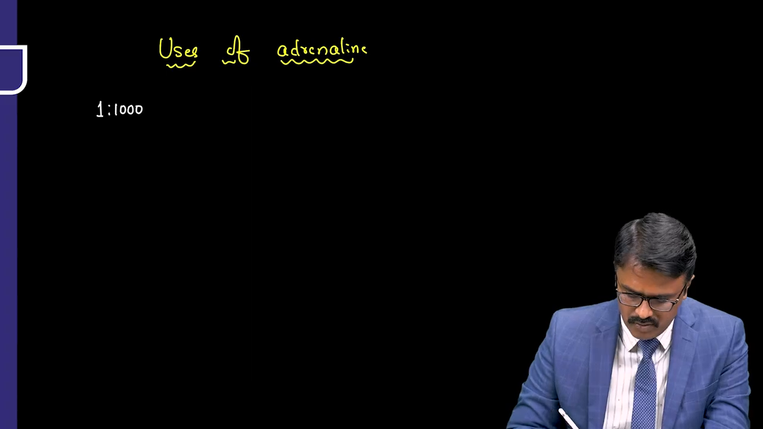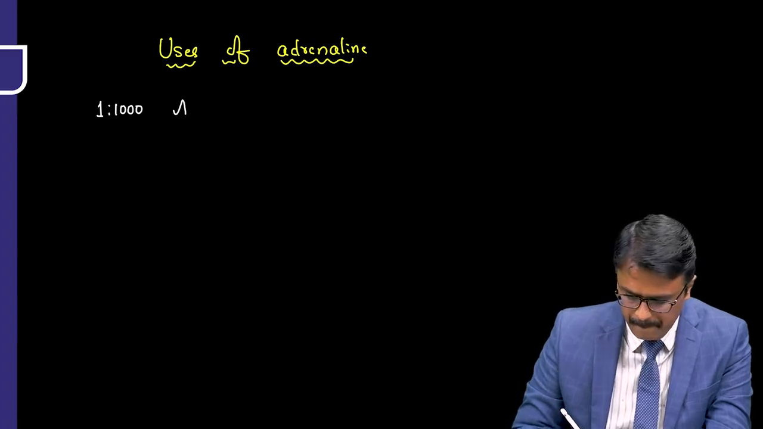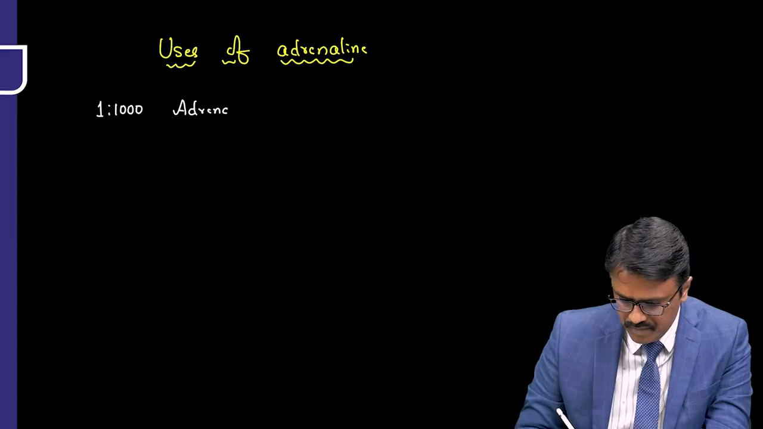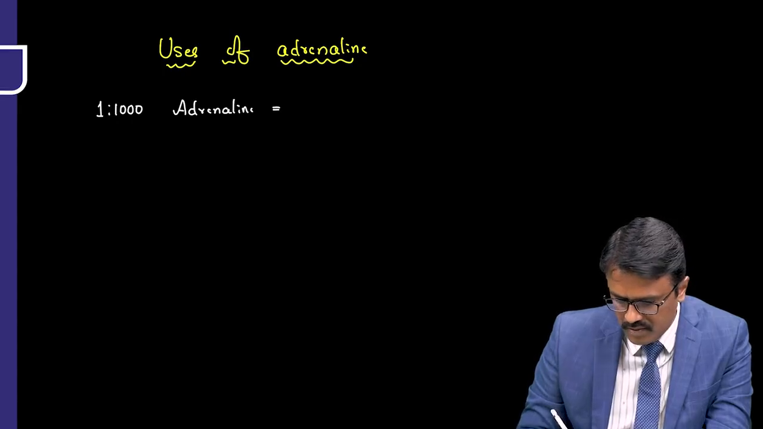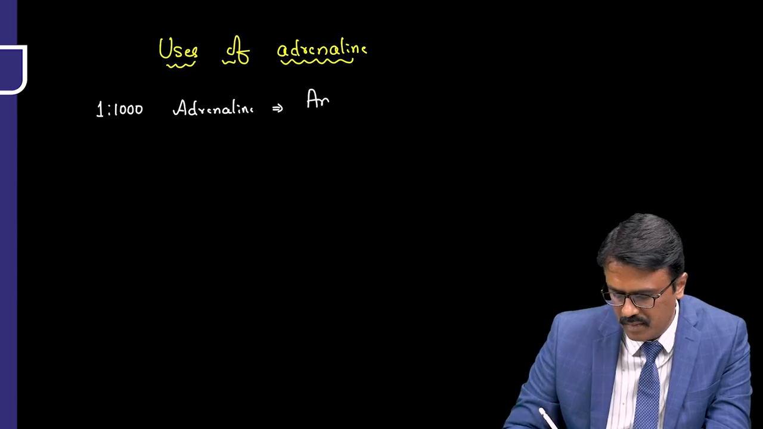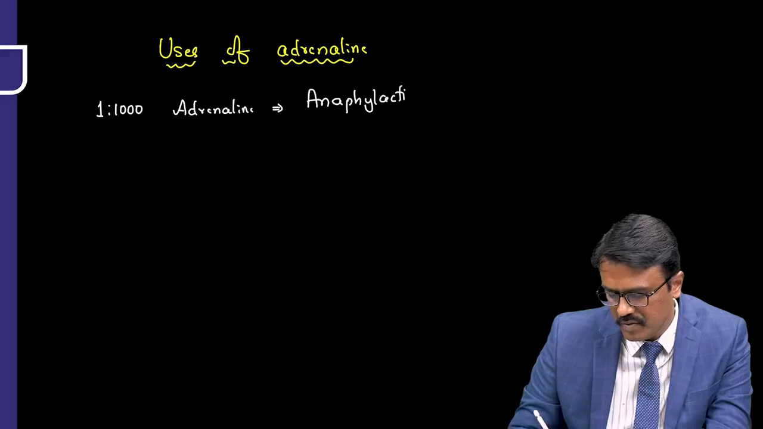So, 1 in 1000 dilution of adrenaline. Where do you use it? 1 in 1000 dilution of adrenaline is used in an emergency condition called anaphylactic shock. We use it in anaphylactic shock.